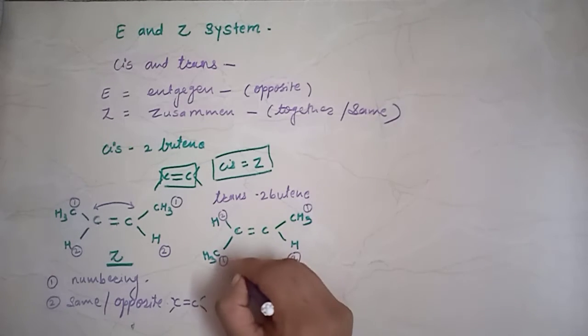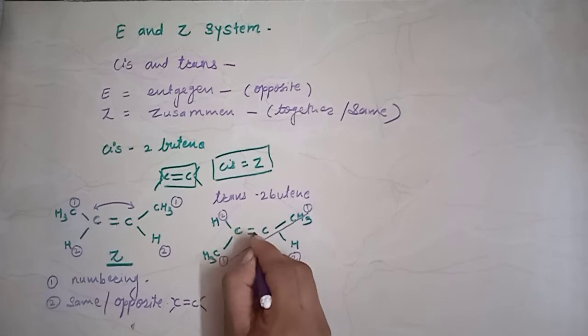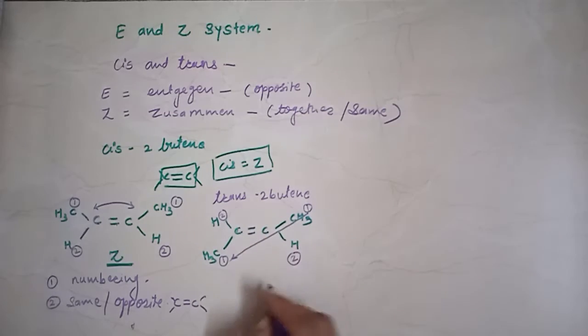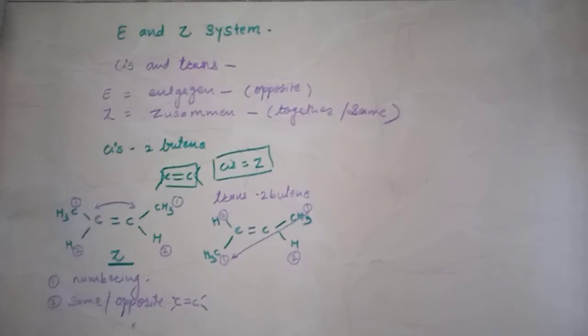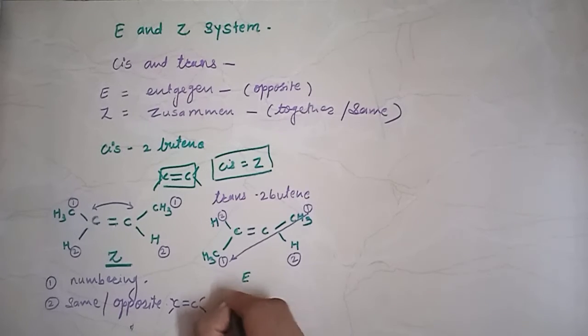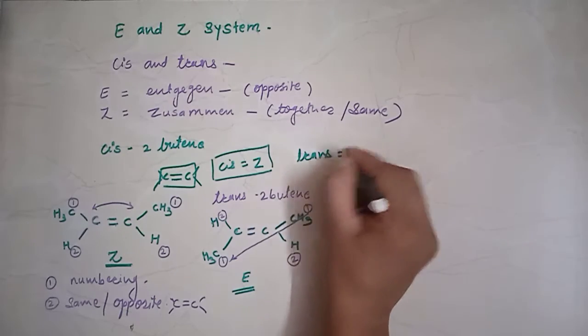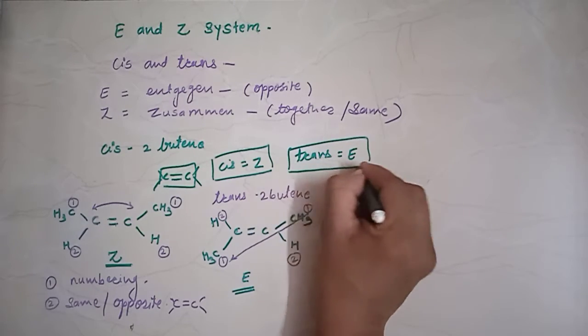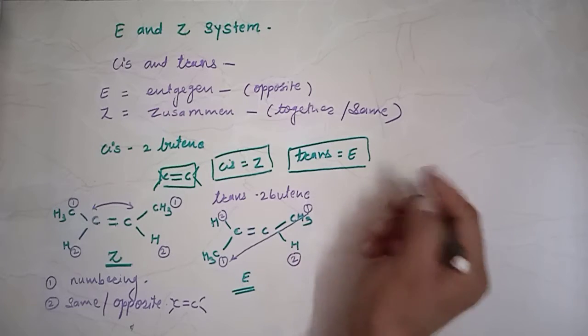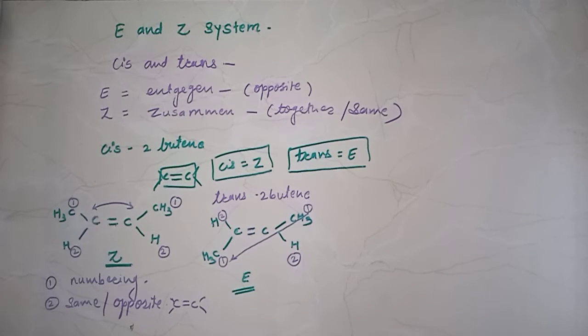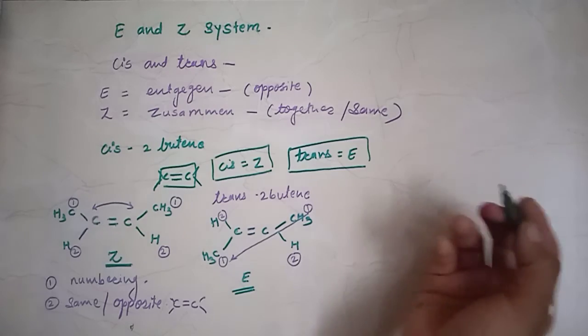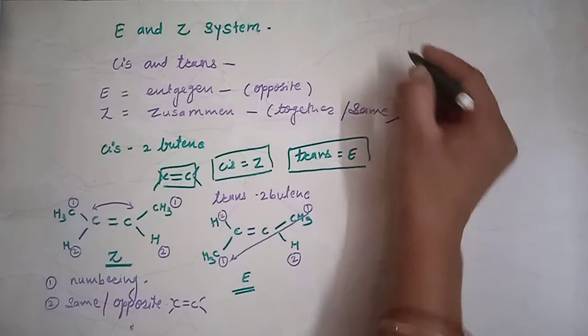And then look here: the first groups are opposite to each other across the double bond. The CH3 groups are the heavier groups, the same numbering. So we can call this E nomenclature. These are on opposite sides, so it is a trans system. So we can write here that trans is equal to E, meaning when we take the trans compound, the nomenclature is E, and when we take the cis compound, we give the name Z.